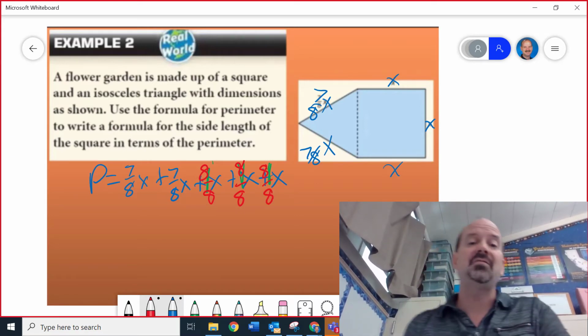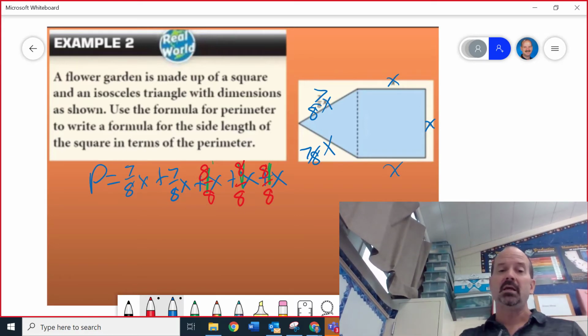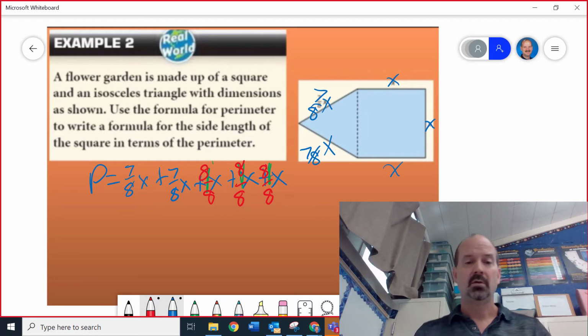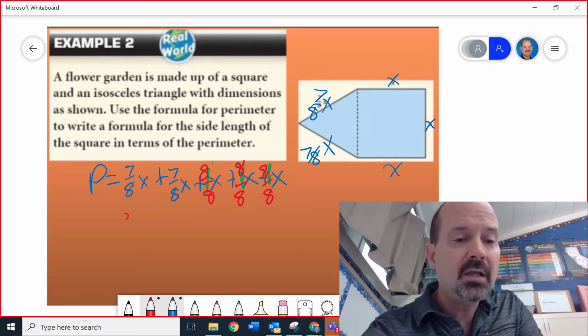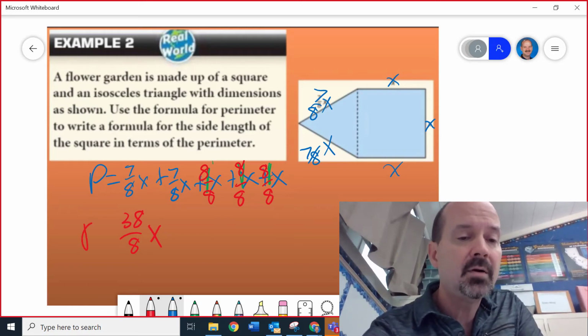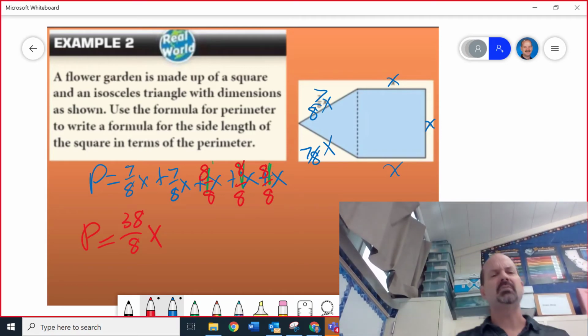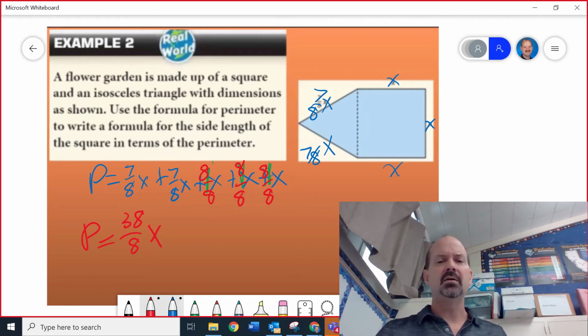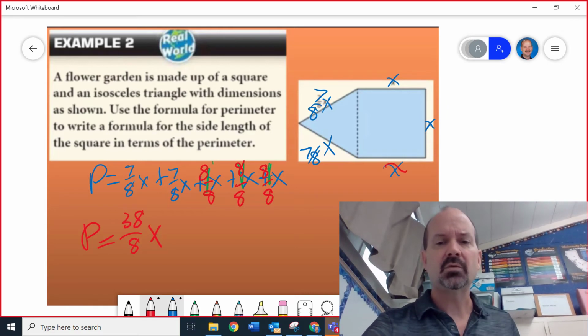So now they all have the same denominator, and I can add the tops. 8 plus 8 plus 8 plus 7 plus 7. 8, 16, 24, 31, 38. So I end up with 38/8 X. That's my perimeter. Now, what does X represent? X is how long the side of the square was, this X over here. And so that's what we're solving for.